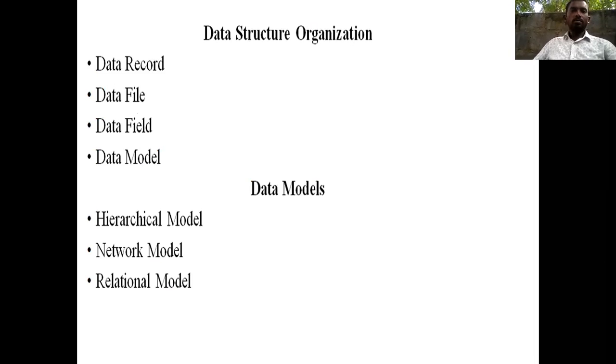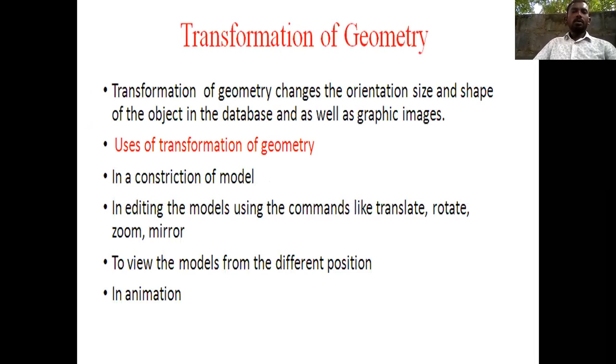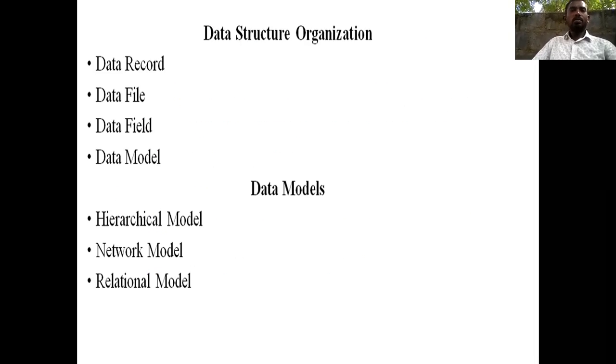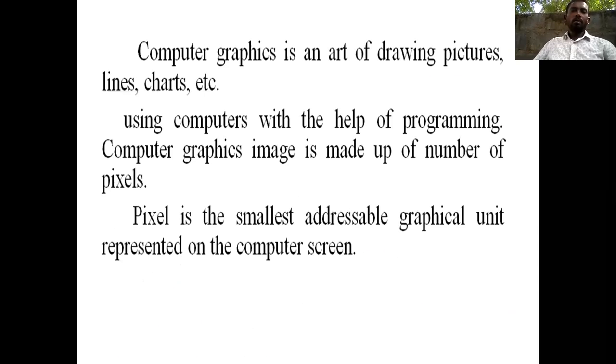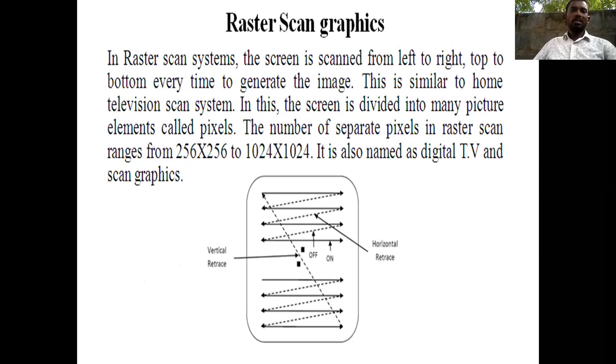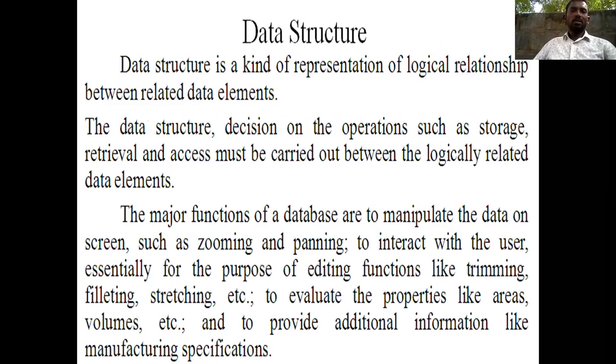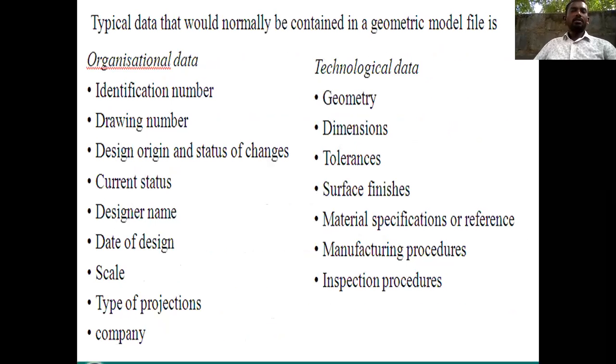See here, another one, the data structures. This is our basics. The basics of today's class, that is computer graphics. What is computer graphics? Next one is raster scan graphics. Next one is the data structure, with organizational data and technological data. So it is the basics about computer graphics in total.